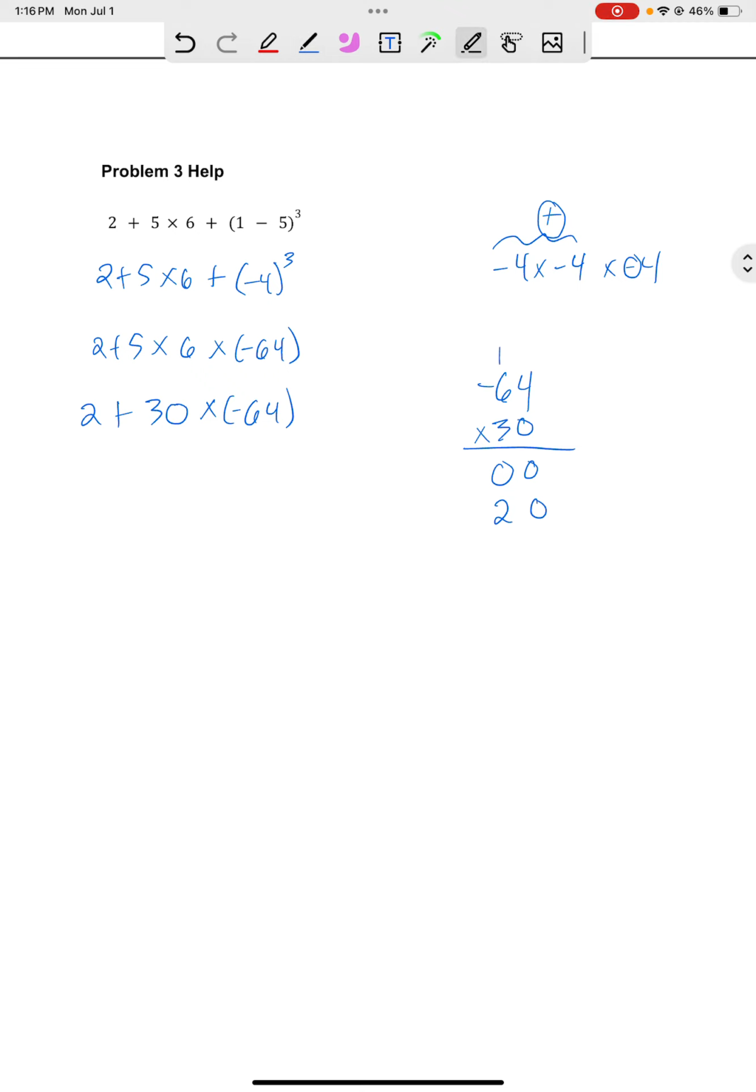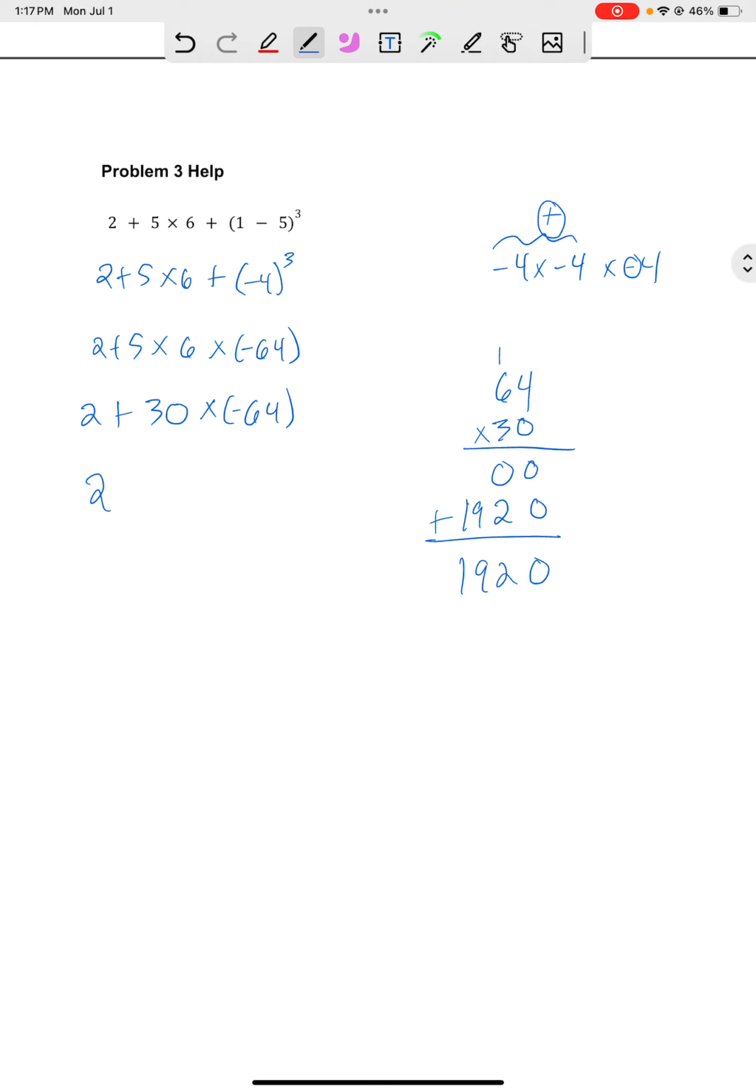3 times negative 6 is negative 18. Whenever you do this, you should just ignore the negative, though. So 3 times 6 is 18, plus 1 is 19. And you handle the negative when you're done at the end, okay? So I've got 1, 9, 2, 0. And so 30 times 64 is 1,920.